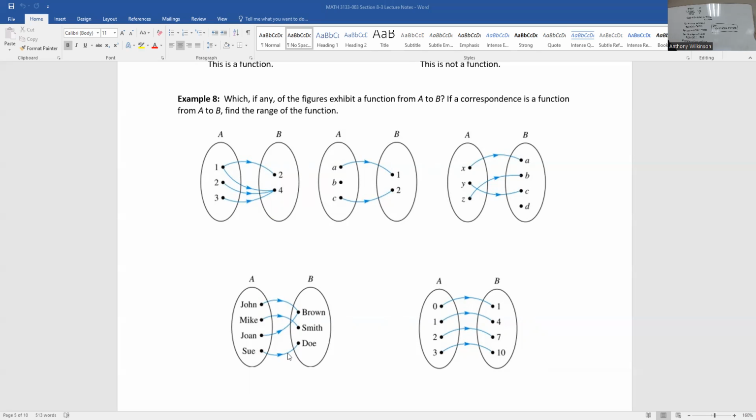And what about this one? In this case, it would be, because only the 0 is paired with the 1, 1 is paired with 4, 2 is paired with 7, and 3 is paired with 10. Okay. Any questions about using an arrow diagram to determine whether or not you have a function?